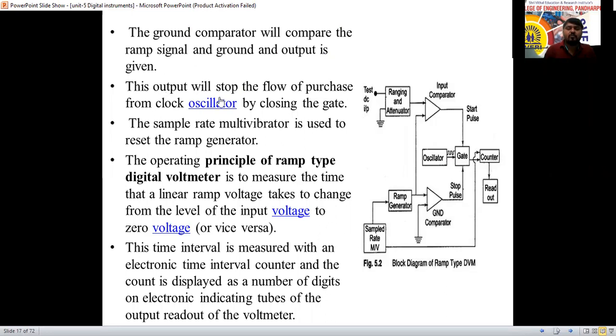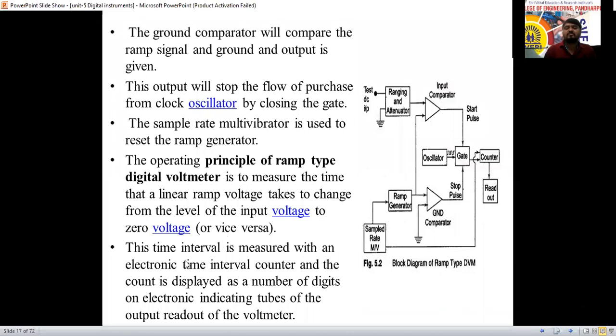This output will stop the flow of pulses from the clock oscillator by closing the gate. The signal voltage is obtained in the form of time. So the clock oscillator operation is stopped by closing the gate. The operating principle of the ramp type voltmeter is to measure the time that a linear ramp voltage takes to change from the level of input voltage to zero voltage, or zero to input voltage, vice versa.